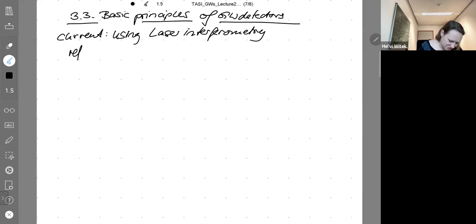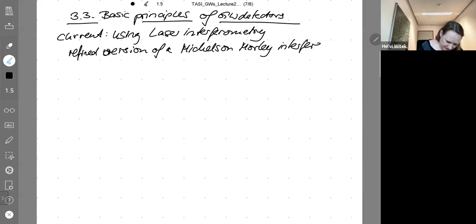That is a very refined version of a Michelson-Morley interferometer. So what we would have here is essentially a source of light. Nowadays we are using lasers here that is shot in. We have a beam splitter here, so we have light going, say, up one arm and the other arm.